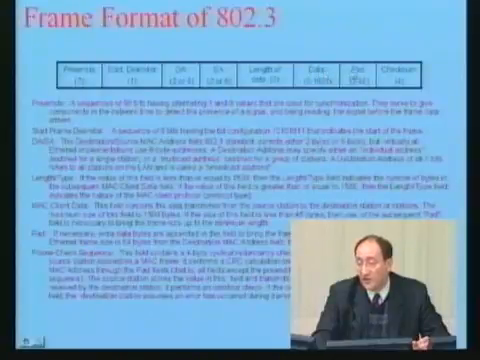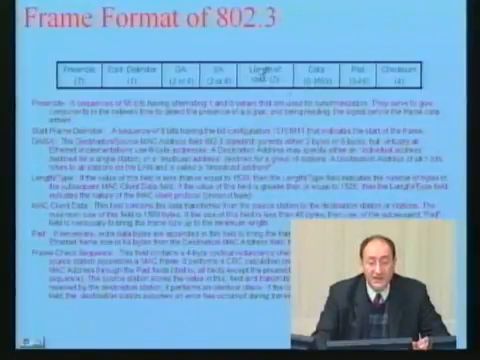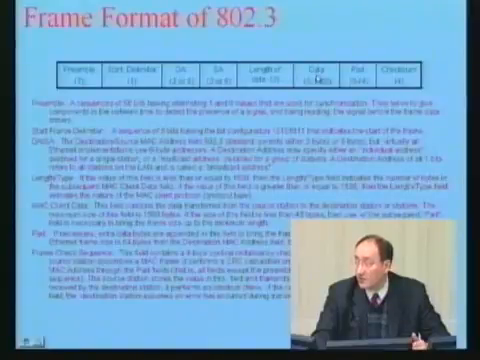If you have no data, you have to put some pad. If I have no pad and data all the time, I have to have a length field in here to say how much data I have, because otherwise I don't know which is pad and which is data. And then I have the checksum.